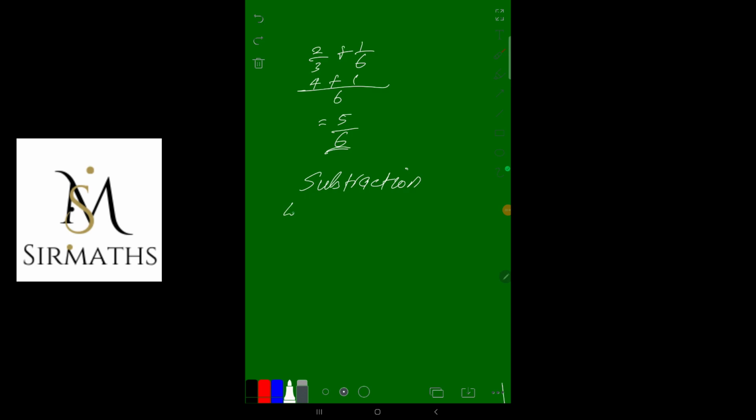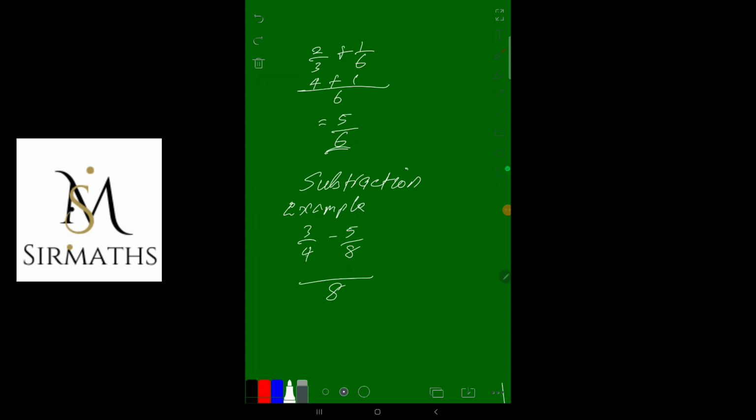Let's have this example of this fraction. Example: 3 over 4 minus 5 over 8. The LCM of these two fractions will be 8, because 4 can divide 8 without a remainder, and 8 can divide 8 without a remainder. So we have 8 as our LCM.